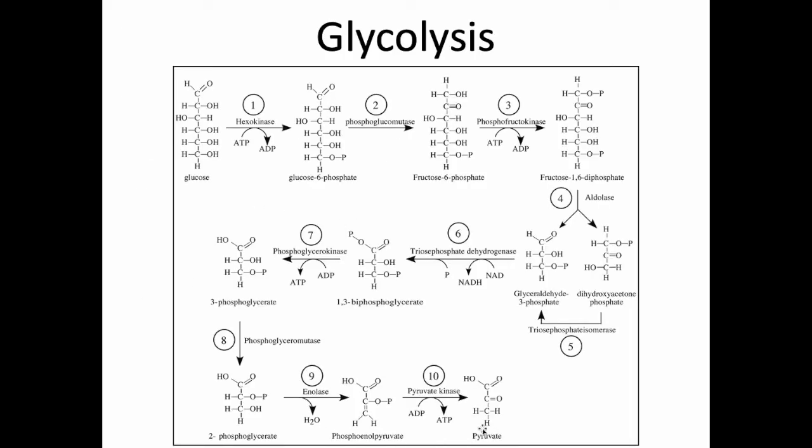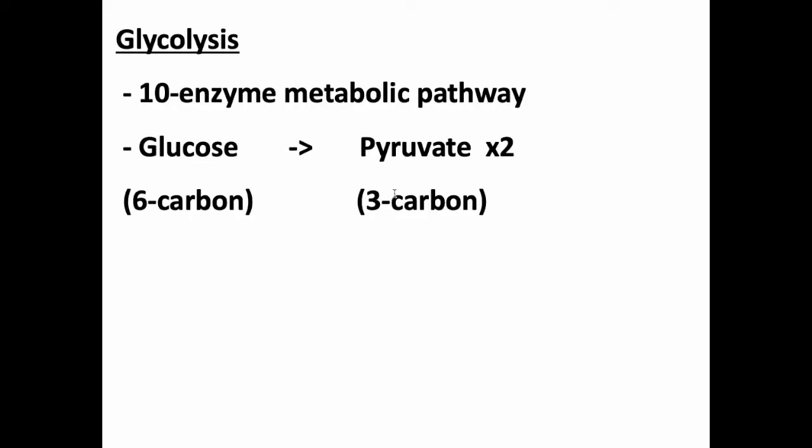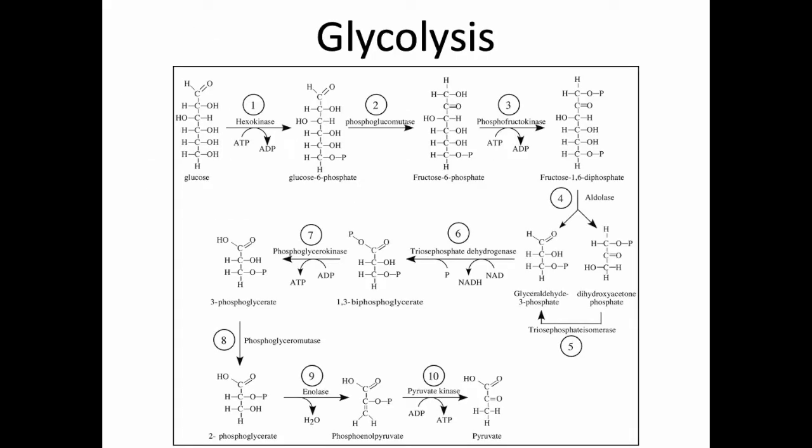If you're curious, there's pyruvate down here: 1 carbon, 2 carbon, 3 carbon. We're going to have a couple of those. So we haven't lost any carbons. It took 10 enzymes to cut this thing in half. But it's more complicated than just cutting it in half. There are a few valuable things that happen along the way. If I can highlight those here.